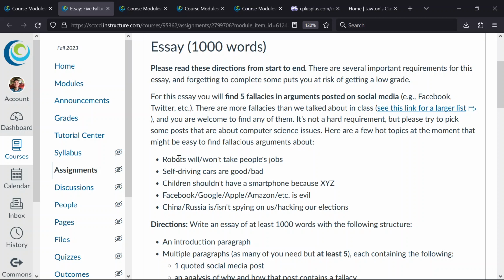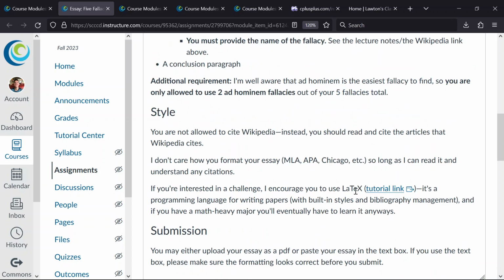All right, here are some hot topics if you're looking for things to fuel your searches. But your job is to go on Facebook or go on Twitter and find fallacies. Find people making posts that are incorrect, that have fallacies in them. You'll figure out which fallacy it is. You'll analyze it, and that will be your essay.